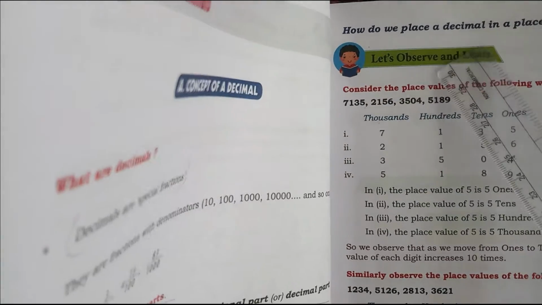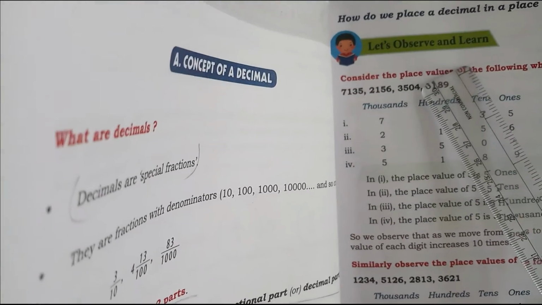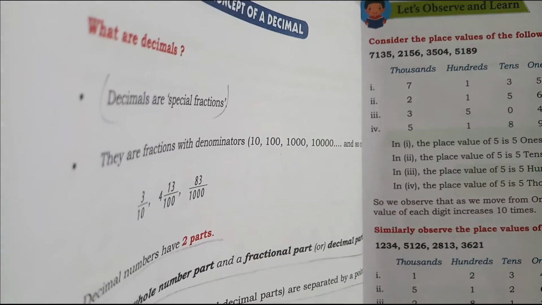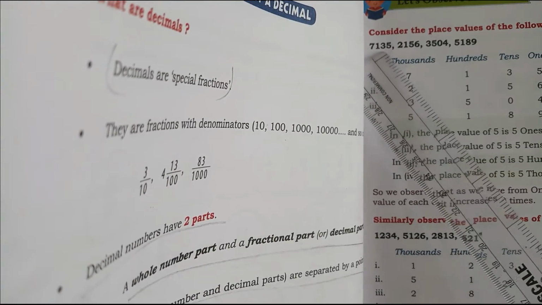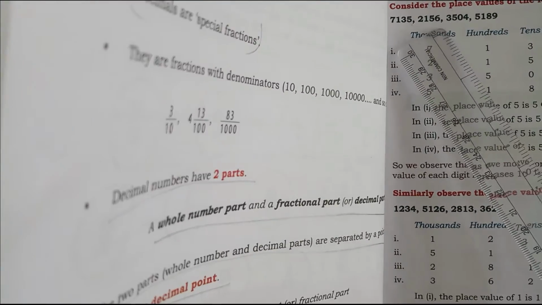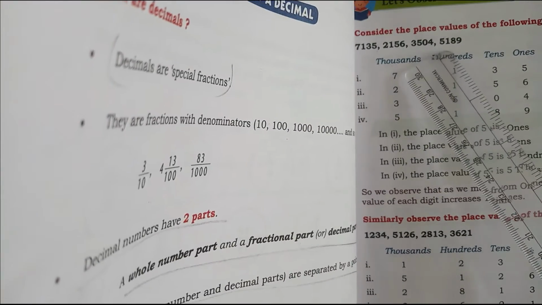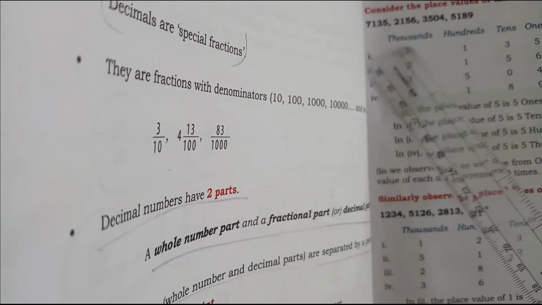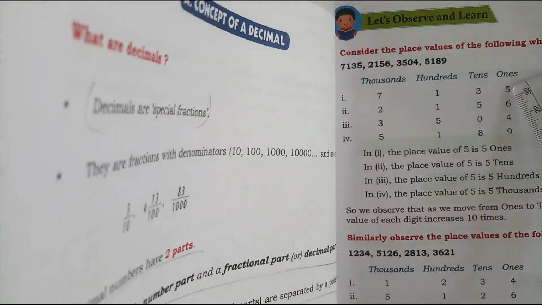How do we place a decimal in a place value house? Let us observe and learn. Consider the place values of the following whole numbers. Here they have given numbers like 7135, 2156, 3504, 5189. In every number there is a 5 in some position, like thousands, hundreds, tens and ones.